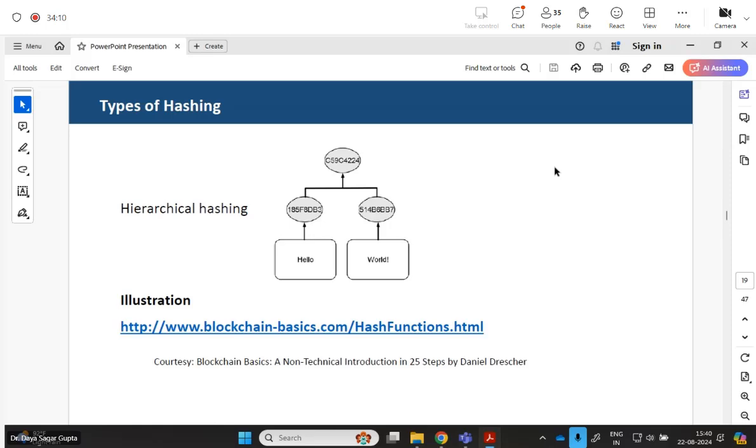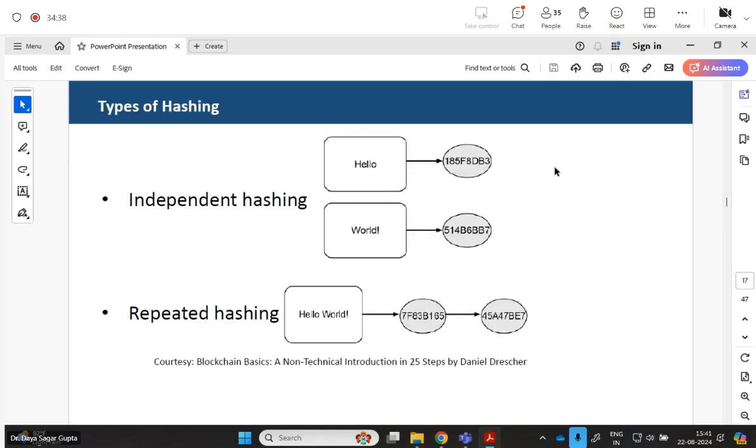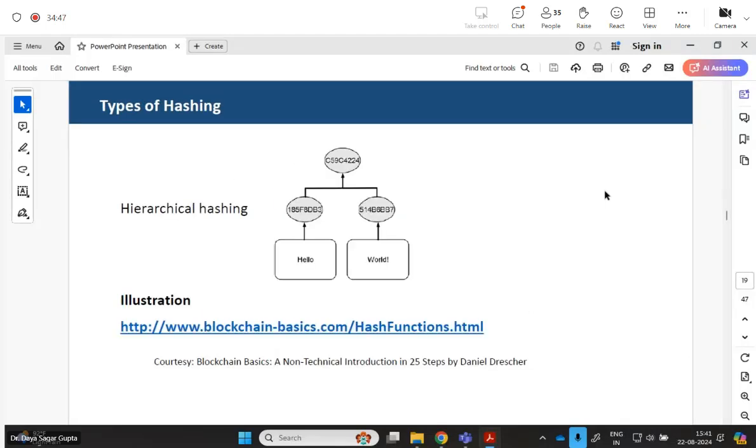So why are we studying all these types of hashing functions? Because the combination is going to be used in the blockchain, or you can say in Bitcoin, for securing the blockchain network. There is some problem with the direct hashing, which we were calling independent hashing, where every message is independently hashed. So instead of this independent hashing, if you go with hierarchical hashing, it will provide more security.